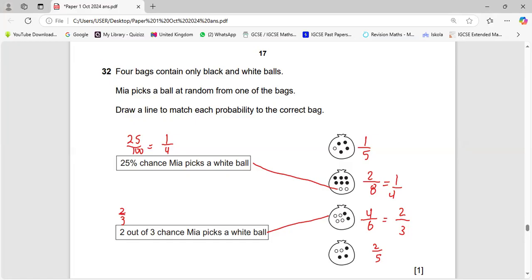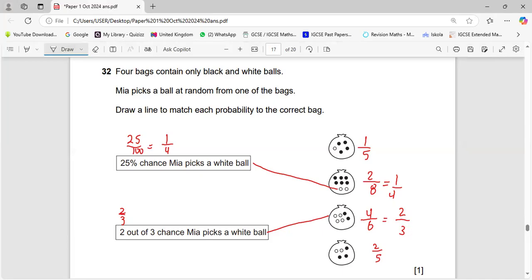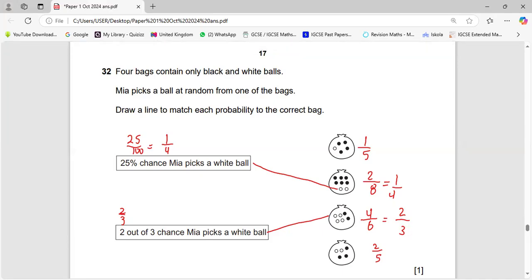Then the next one is 2 out of 3. Here, if you count, I speak about the probability for the white pole, not black. 4 out of 6. If you simplify, divide by 2, you get 2 over 3, which is correct. And here, if you count white, 2 out of 5. Here is the correct answer. It's going to be 1 over 4 here, and here 2 over 3. The next one.